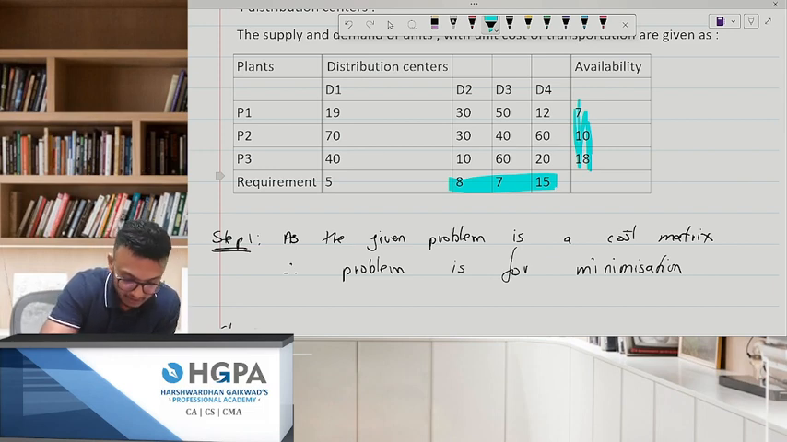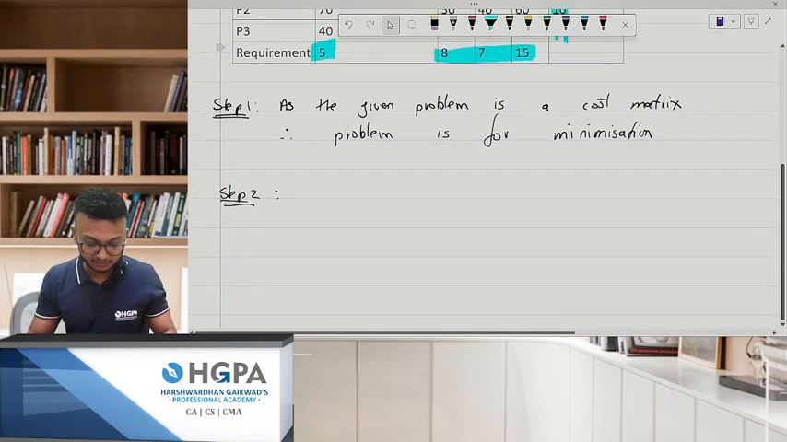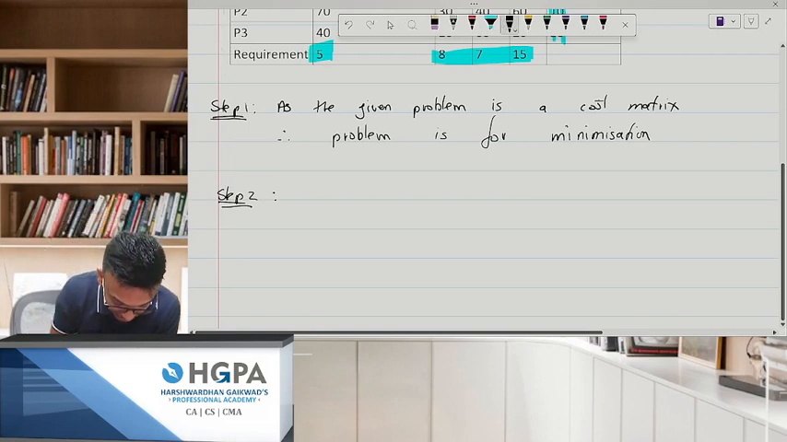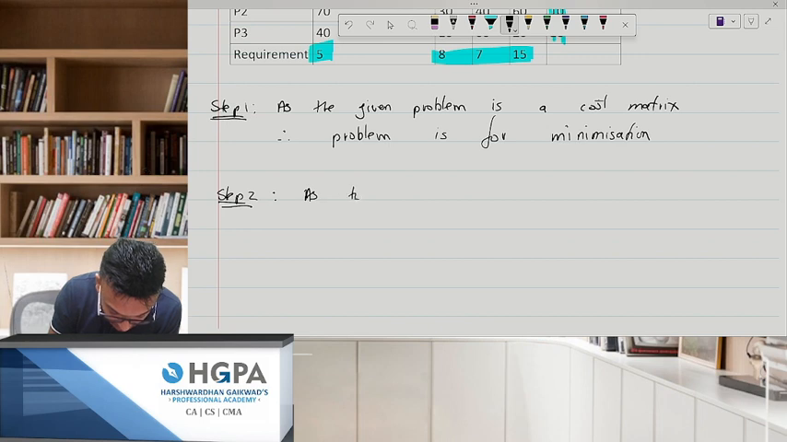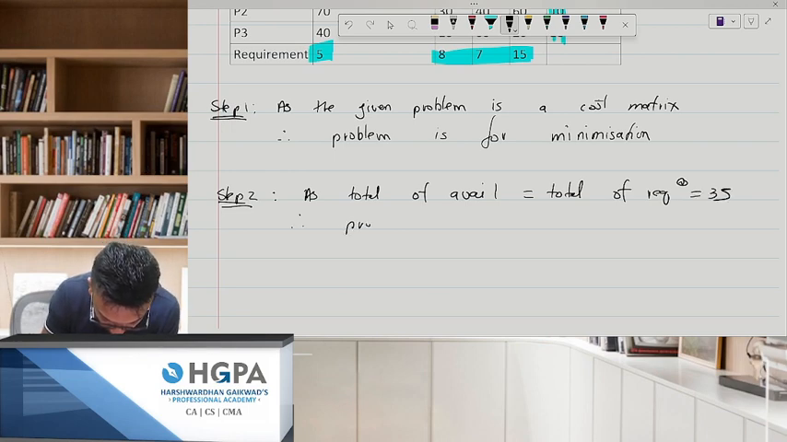7 plus 10 plus 18. It is 35, and see this total. 5 plus 8 plus 7 plus 15. Is it 35? Yes, it is 35. So the problem is balanced. Please do not check up, because in the flow you will go and check rows and columns. That is an assignment. So as total of availability is equal to total of requirement, that is 35, therefore problem is balanced.